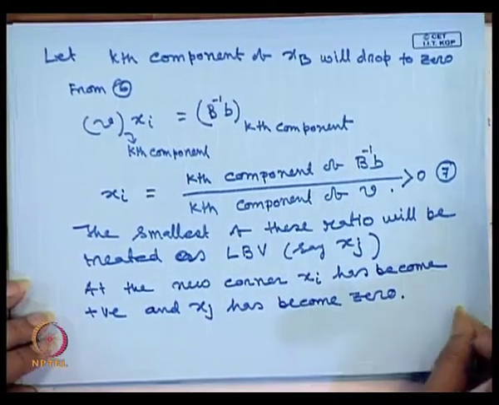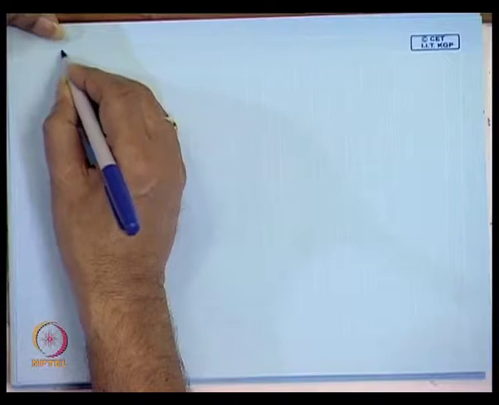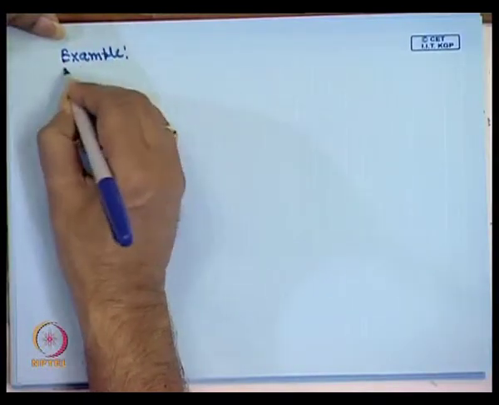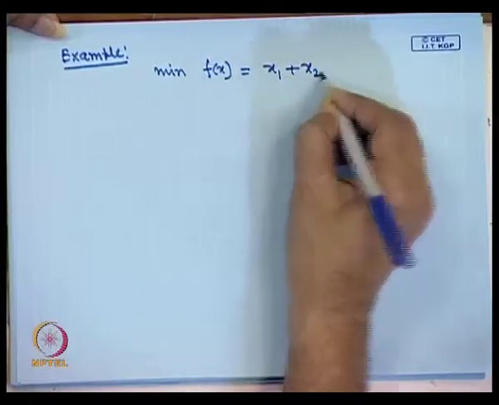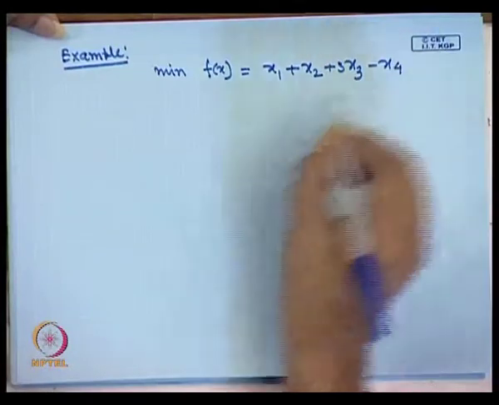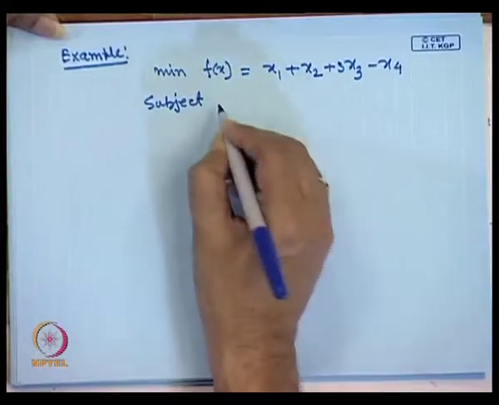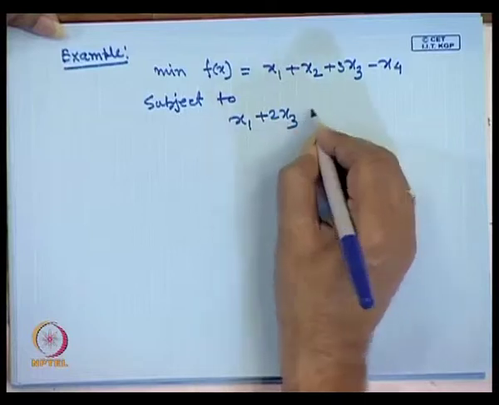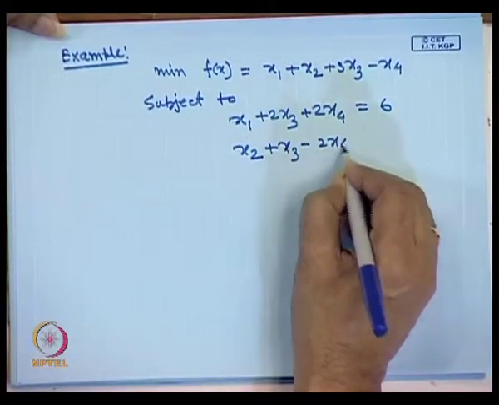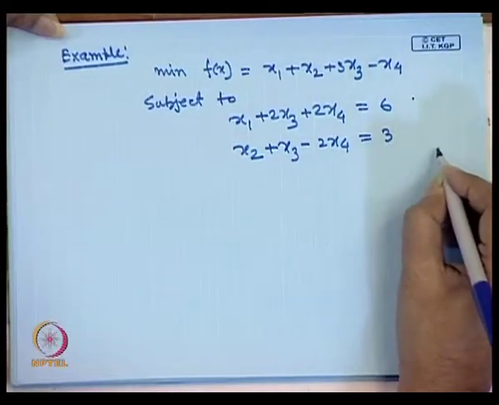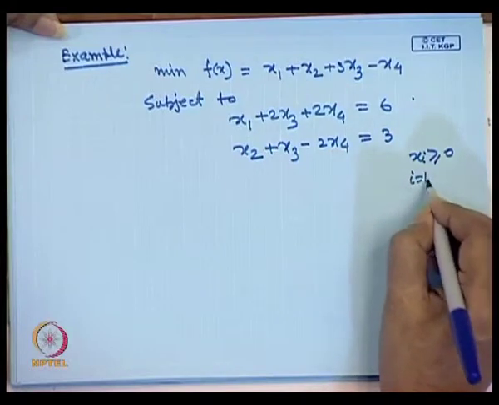Agree with this choice. So, keeping all these things in mind, we will now see how to solve our linear programming problem using the simplex method with the algebraic approach. We will take our earlier problem that we discussed: minimize f(x) equal to x1 minus x2 plus 5x3 minus x4, subject to x1 plus 2x3 plus 2x4 equal to 6, and x2 plus x3 minus 2x4 equal to 3. And x_I is greater than or equal to 0, for I equal to 1, 2, 3, 4.